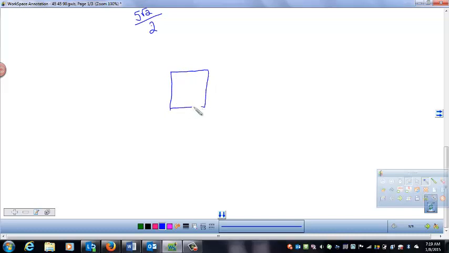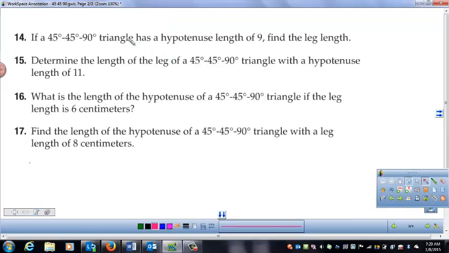Okay, so one other thing we talked about in class is if you have a square, that's where these come from, is a square. So because the square has all 4 congruent sides, if you draw the diagonal in, you get 2 45, 45, 90 triangles, 2 of these special triangles. All right, so that's where it came from. Let's look and see what we have here.